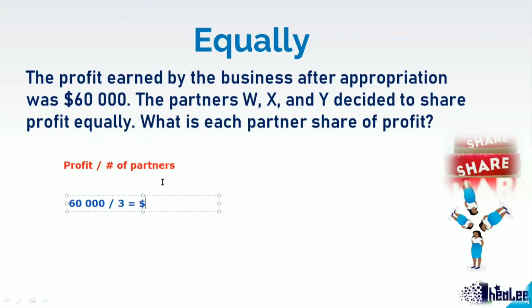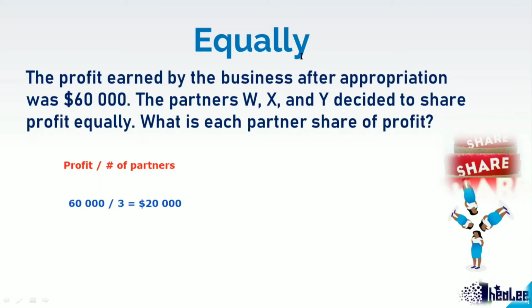So each partner would get $20,000 for their profit. So that is simple. So remember, when you're sharing equally, it is the profit, which is the residual value remaining in the business after each partner has been presented with their reward for being in the partnership, and you divide that by the number of partners. If it is 5 partners, you're dividing by 5. If it's 2 partners, divide by 2. If it's 10 partners, you divide by 10.